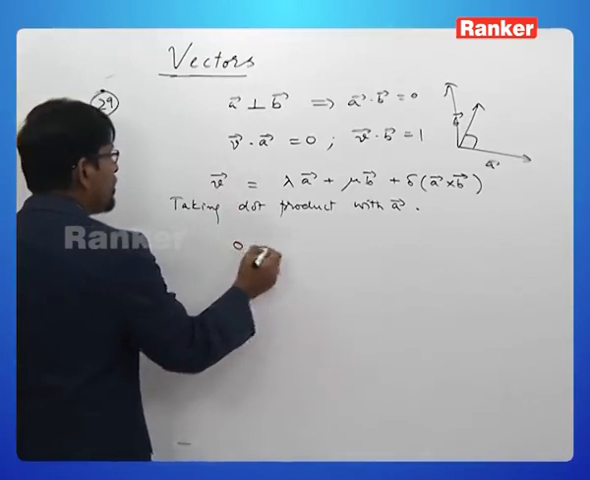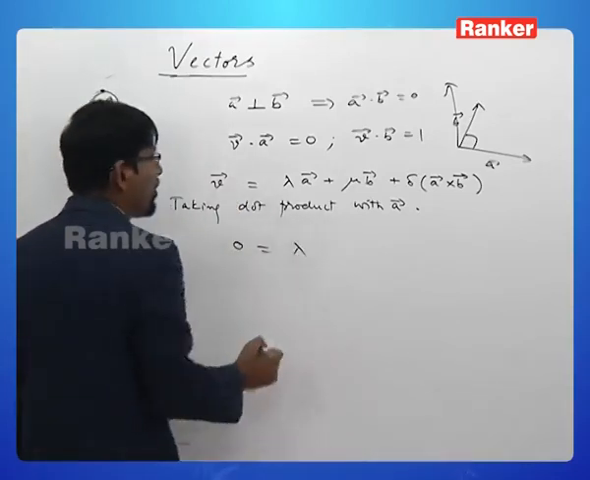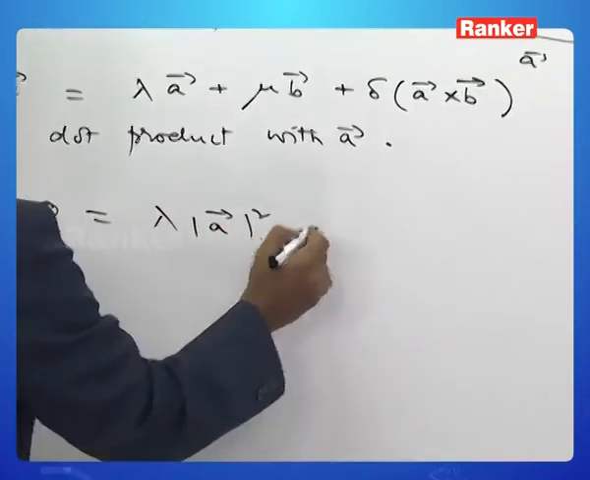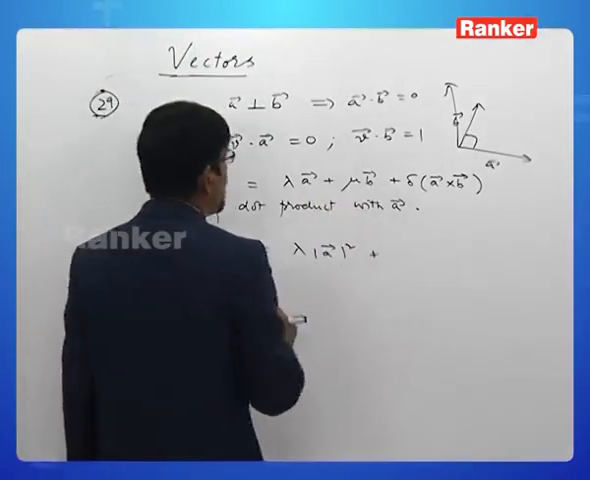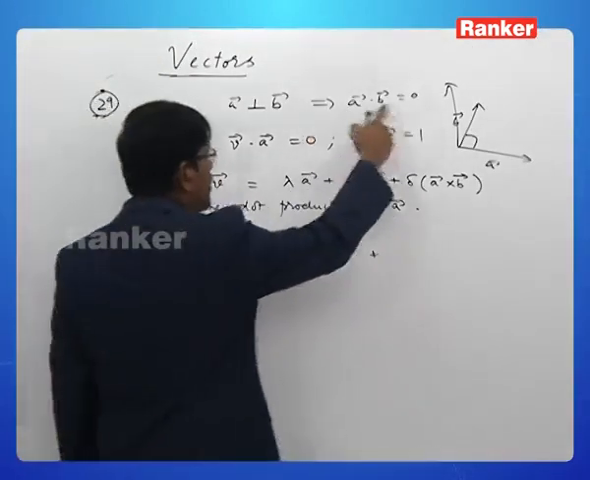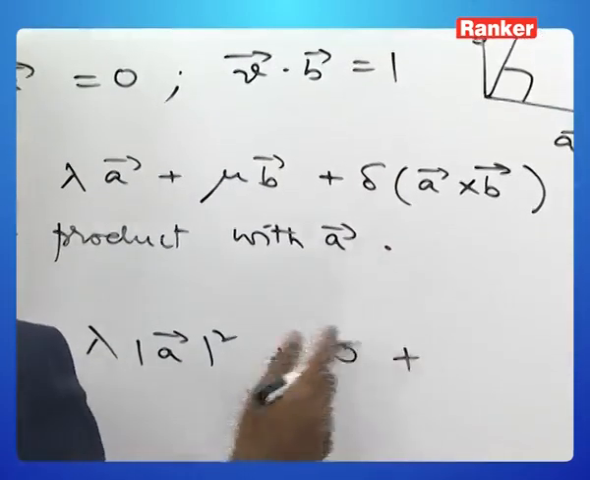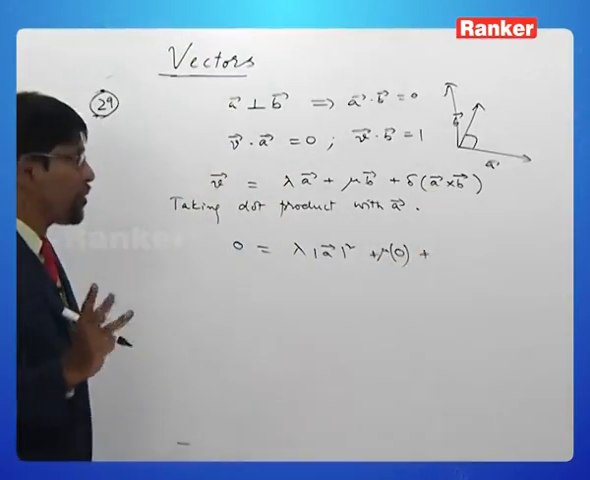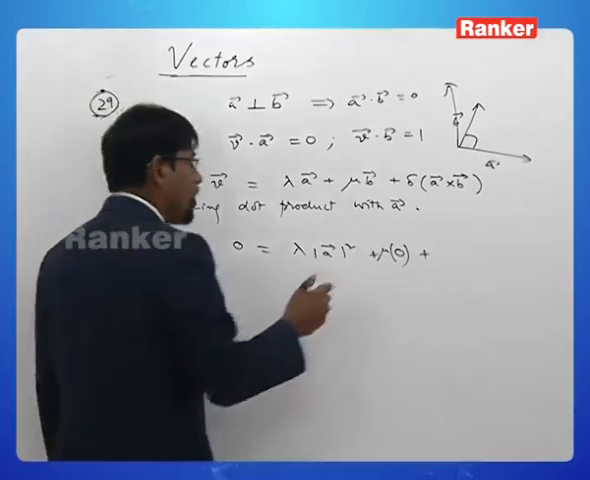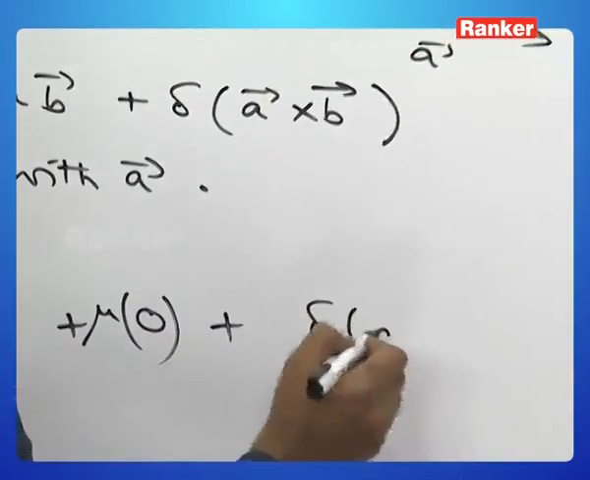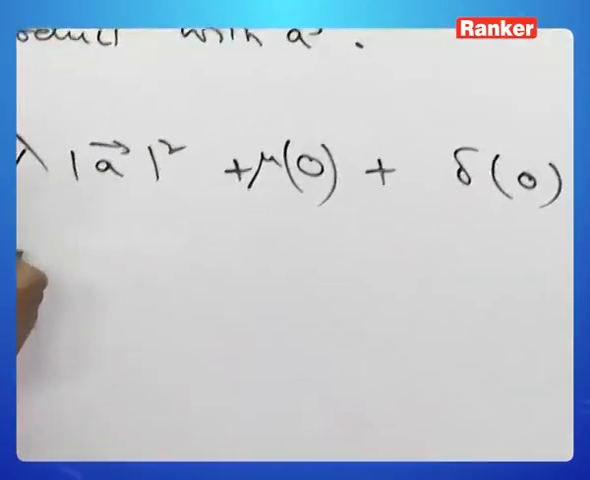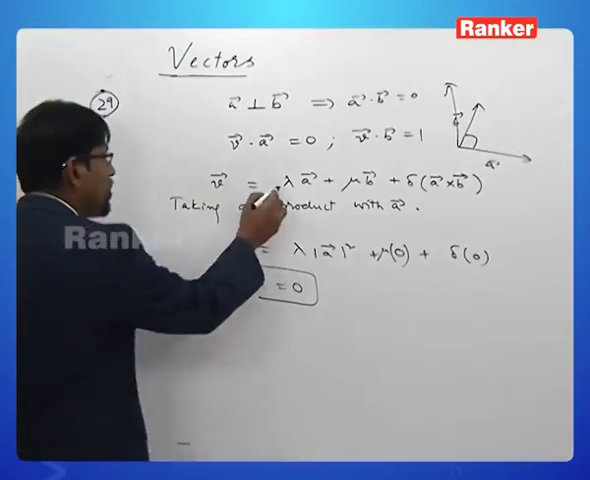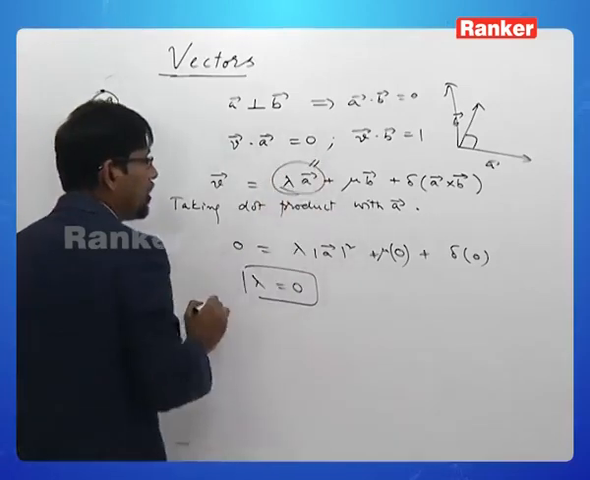v dot a will be 0, and lambda into magnitude of a square, we get magnitude of a square here, plus mu times b dot a. He says that a and b are perpendicular, therefore b dot a is 0. So that is mu into 0. And you know that the box product of three vectors where two of the vectors are the same will be 0. So a cross b dot a will also be 0. So you get delta into 0. So what are we getting? Lambda times magnitude of a square is 0. This implies lambda is 0. So this part is 0 then. You get a 0 vector there.